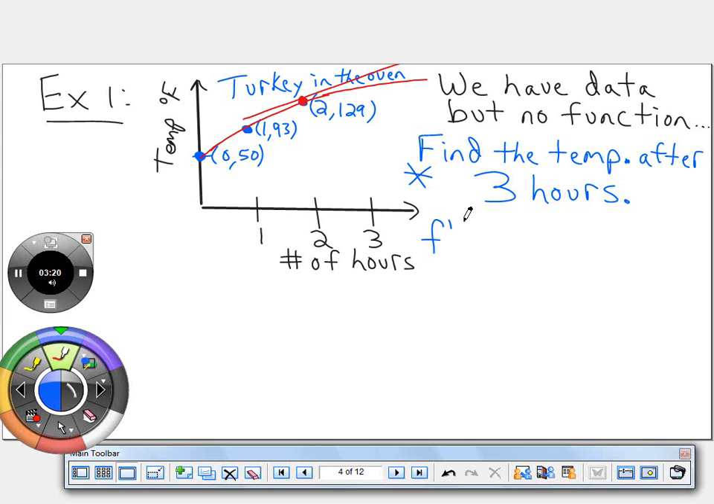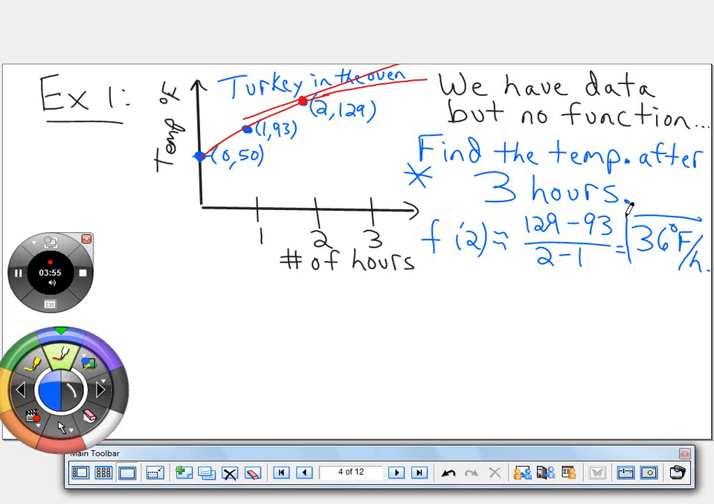So we're going to say that f prime of 2 is approximately, we would subtract the y's over the x's, so 129 minus 93, and then 2 minus 1, and so we get a change of 36 degrees, and that's 36 degrees Fahrenheit per hour. That is the rate of change at that particular time. At least at a time of 2 hours, the temperature is going up 36 degrees per hour.